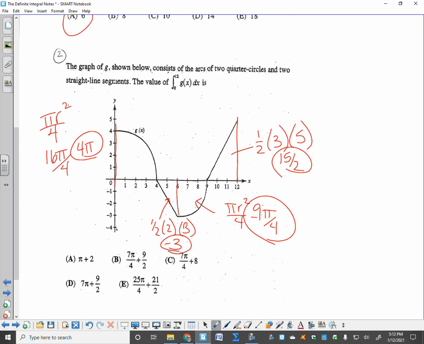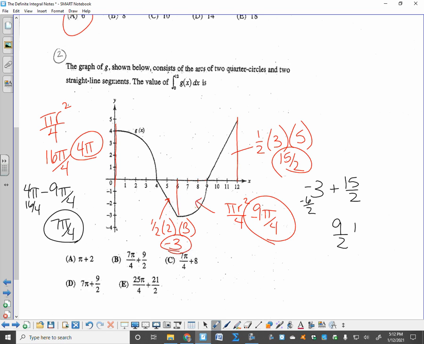So let's see. If I have a 4 pi and a minus 9 pi over 4, well, that's 16 over 4, so 7 pi over 4 is going to be my pi part. And then I have a -3 and a 15 over 2, -6 over 2, which is 9 over 2. So B. This would definitely be calculator inactive.